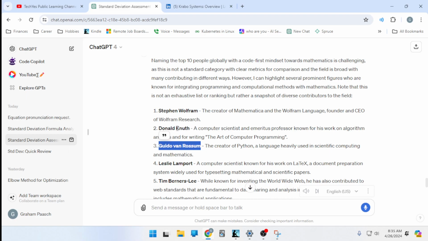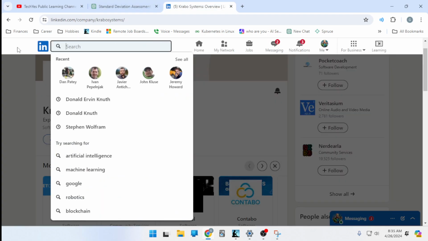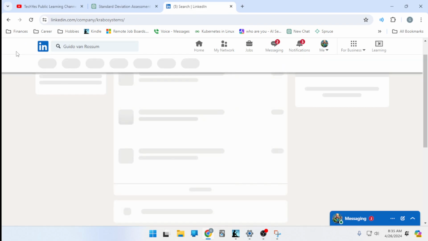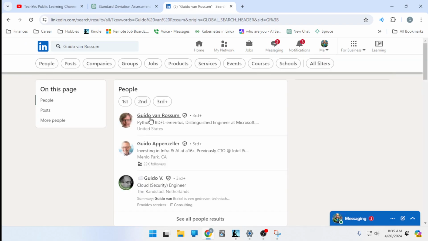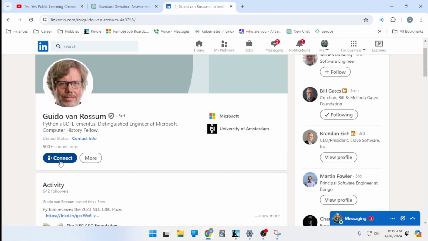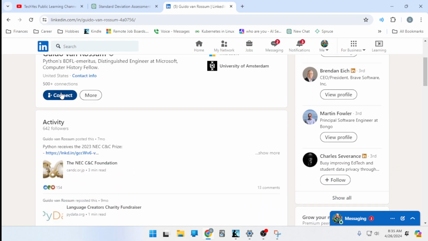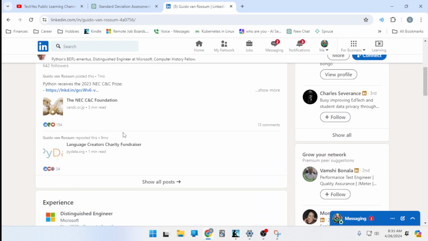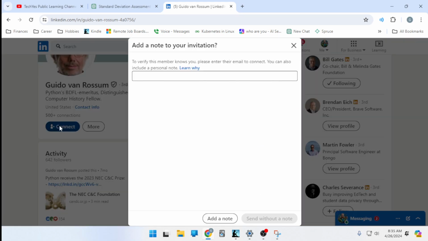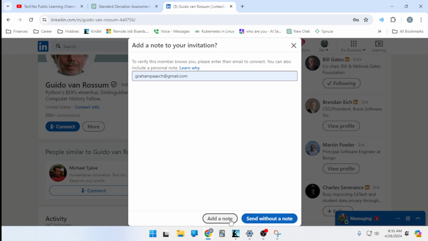Okay, so Donald Knuth doesn't have LinkedIn. So these people will all have it. You know, these are younger people. I can't follow him, so I guess I'll connect with him. I don't know if he would want to.